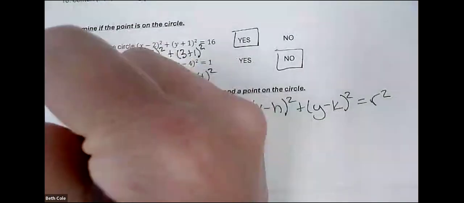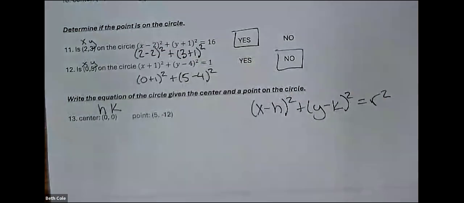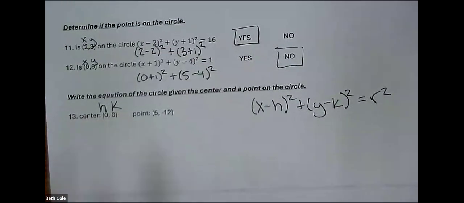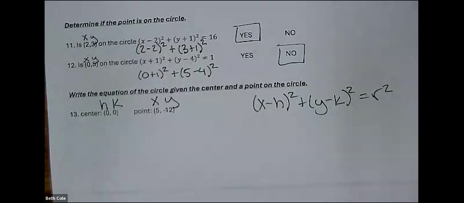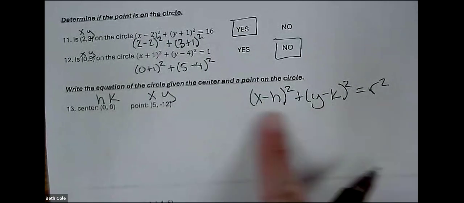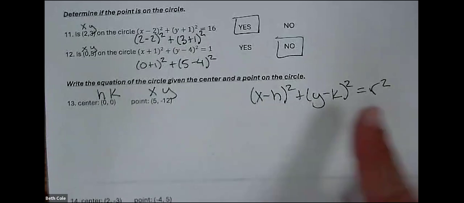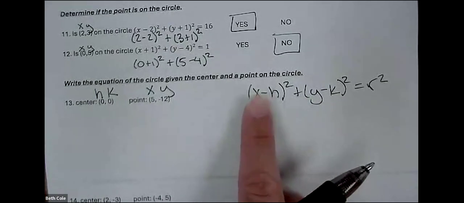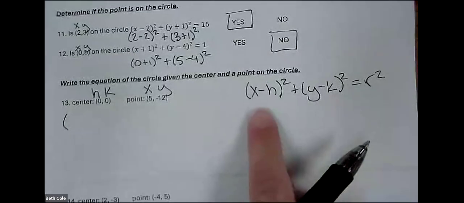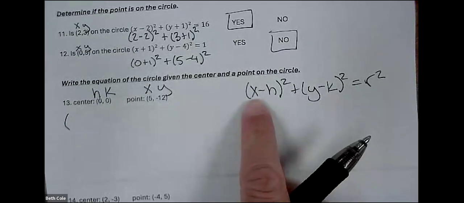The center is HK. That's our special point. And then we want a point on the circle to be XY. So we're going to label HK and XY, and we are simply going to plug it all in where it goes. So what did we label as X? We're just going to start at the beginning and plug through.